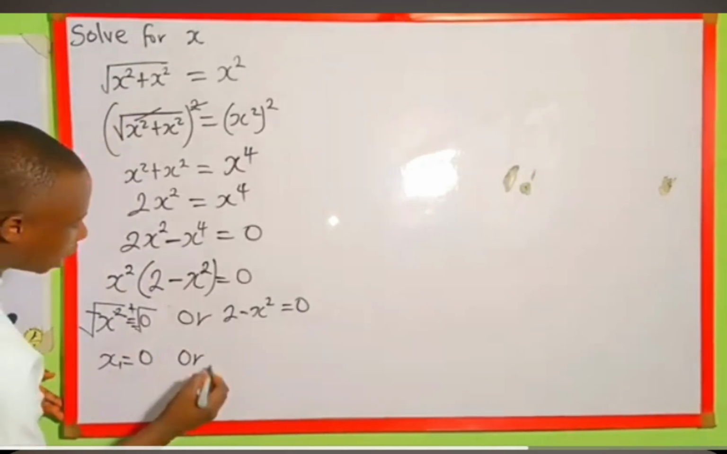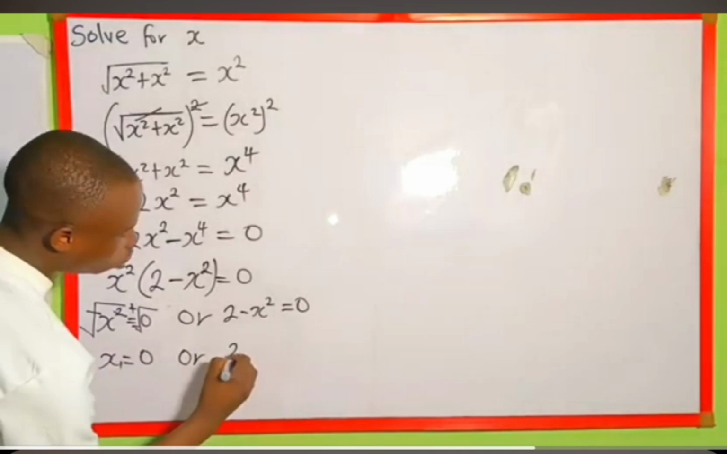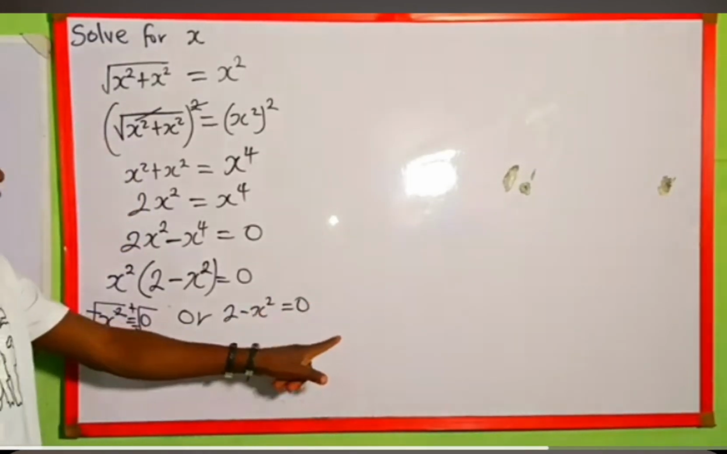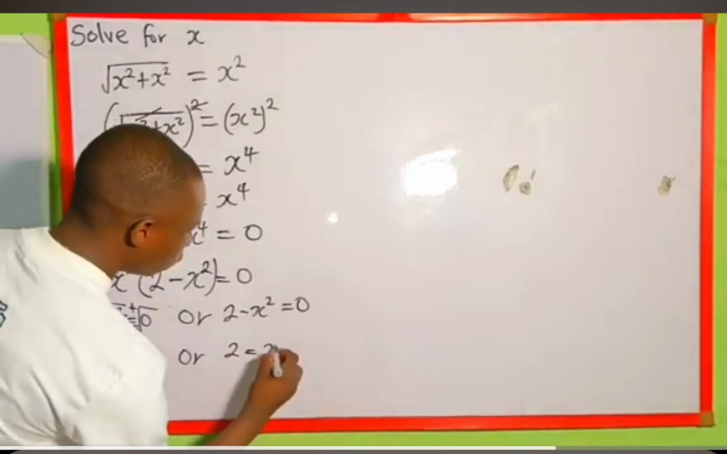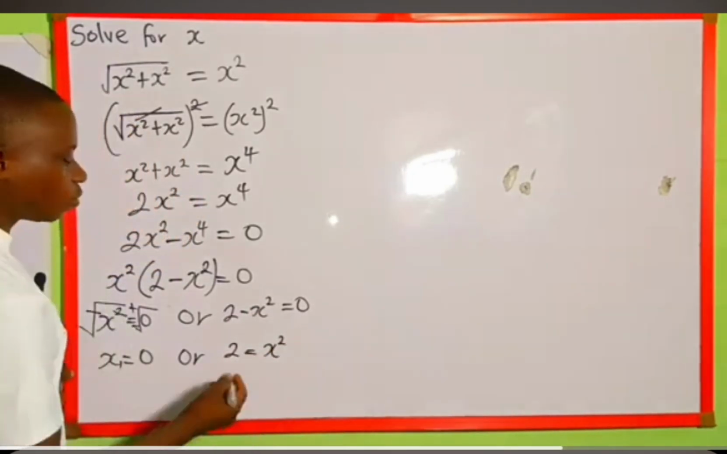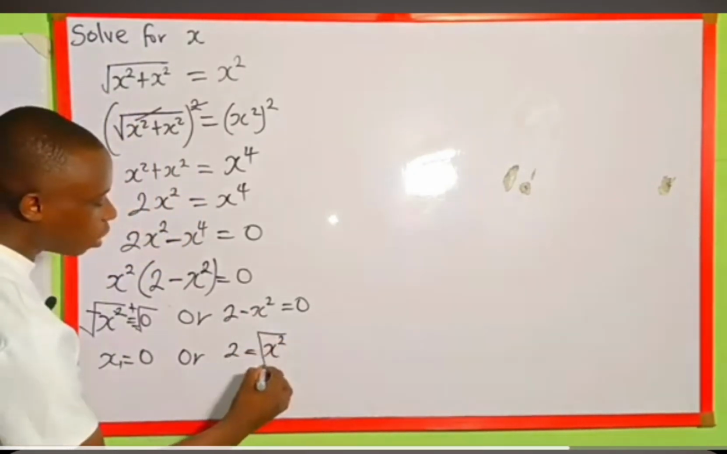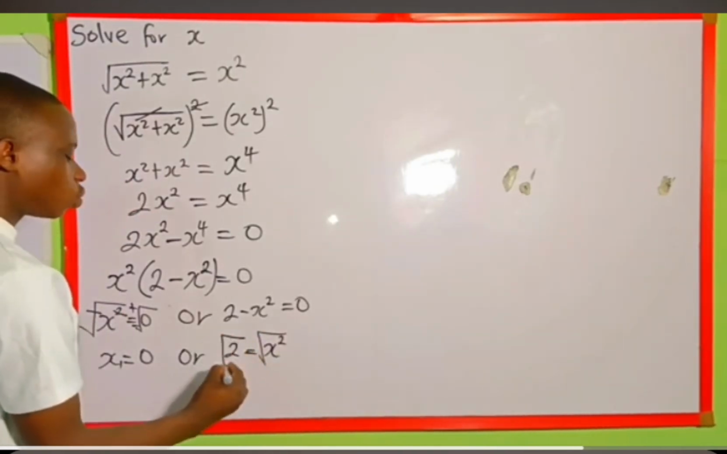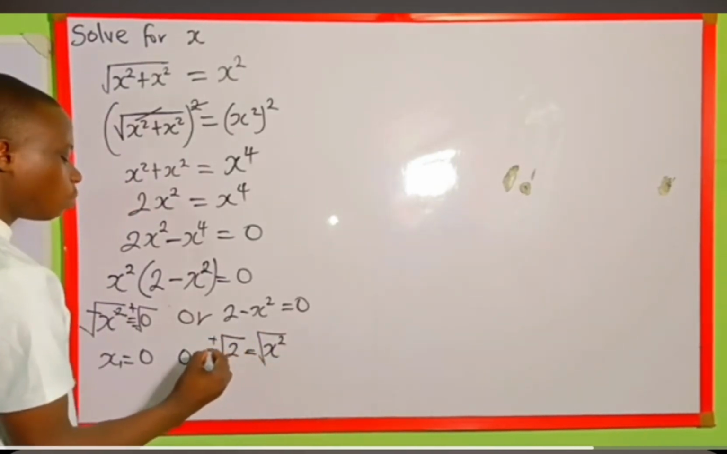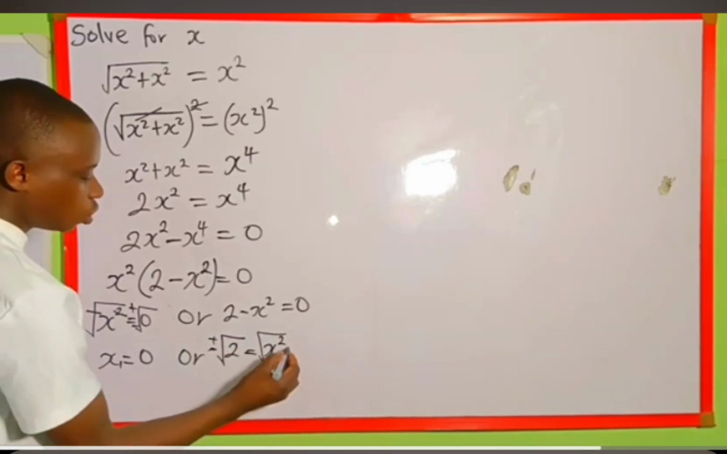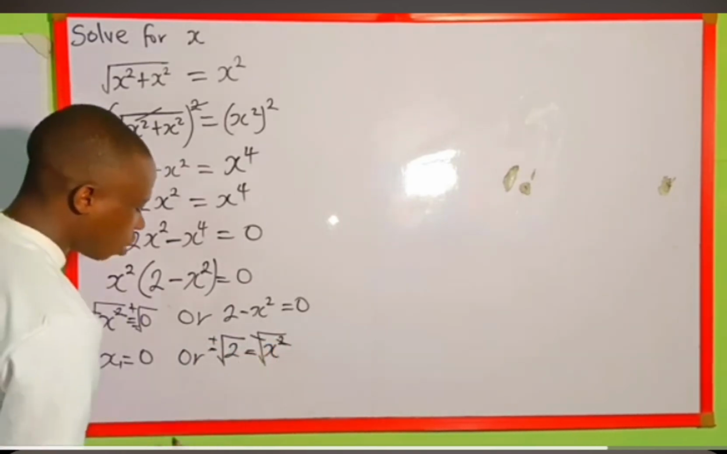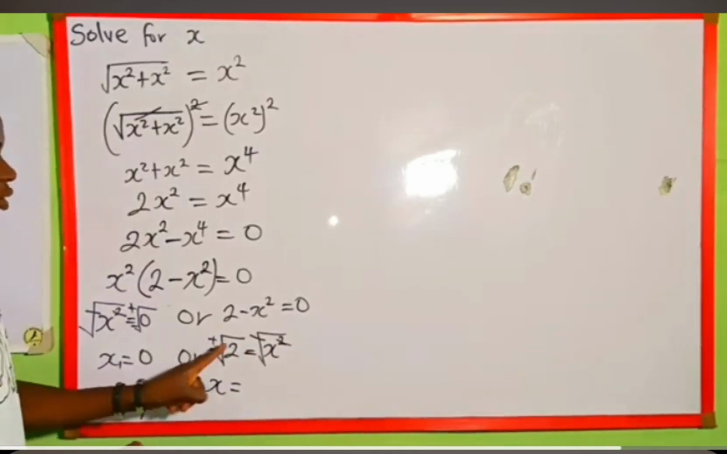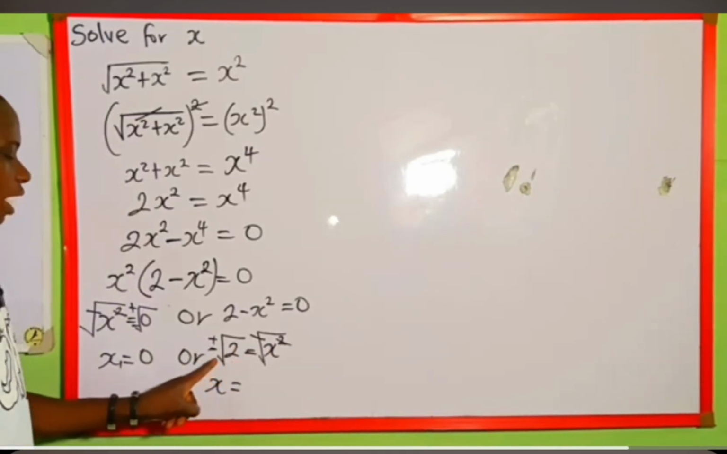Or to get the remaining value, we have 2, which is equal to, when we take this negative x squared to the right hand side, it becomes positive x squared. Then we do the same thing. We take the square root of x squared in order to eliminate the square, then we take the square root of 2. So this is going to be plus or minus square root of 2. Then x will be equal to positive square root of 2 or negative square root of 2.